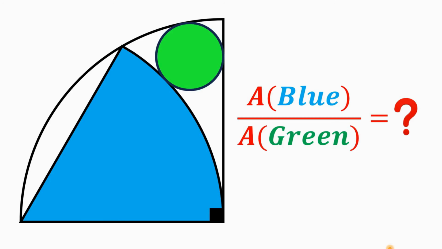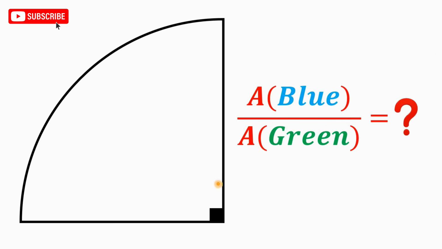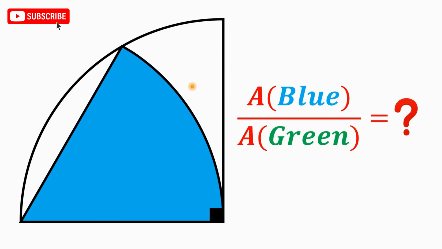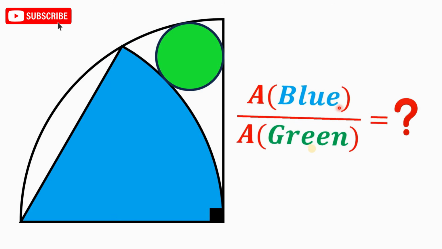Can you solve this geometry challenge? Here's the question. Given this quarter circle, now let's draw a sector inside of it. And let's draw a green circle. And the question is, what is the ratio of the blue shaded region to the green shaded region?